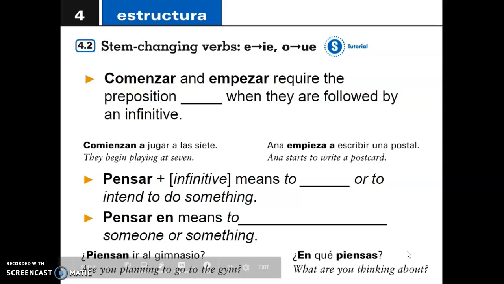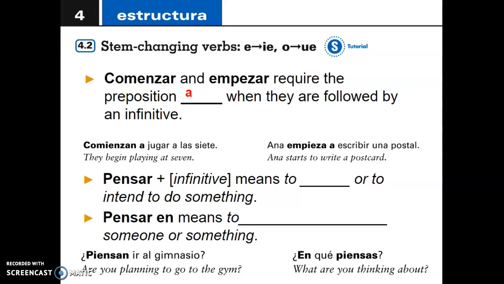Okay. Comenzar and empezar require the preposition a when followed by an infinitive. Comienzan a jugar a las 7. So they begin to play. It's just separating those verbs. Don't worry too much about this rule. It's just kind of for your awareness. We're not asking you to be experts at this point, but you'll see it a lot. Ana empieza a escribir una postal.